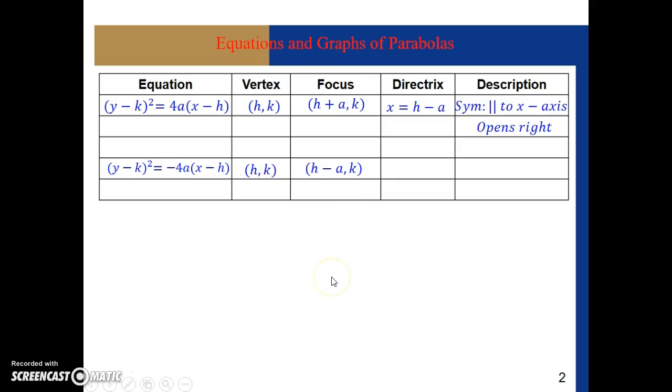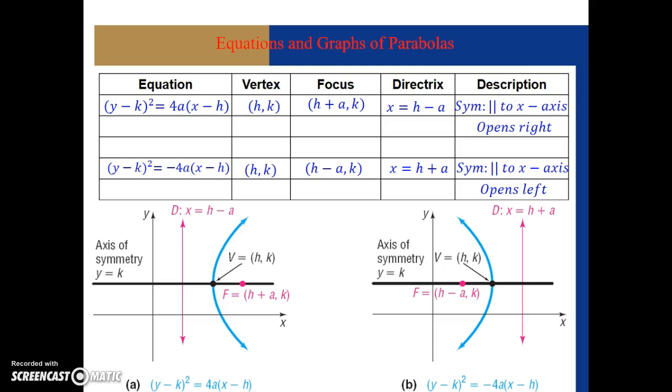Now for this one, the focus is found by taking h and subtracting the value of a. That's going to be the x-coordinate of the focus point, and then the y-coordinate is still just the same as the vertex. The vertical line that is the directrix for this parabola is going to be the x-coordinate of our vertex point plus the distance a. The line of symmetry, again, will be parallel to the x-axis, and this will be a parabola that opens to the left. So here graphically is what it will look like.